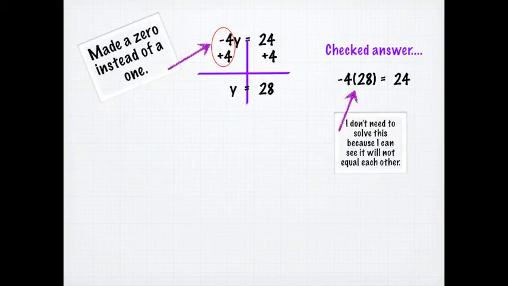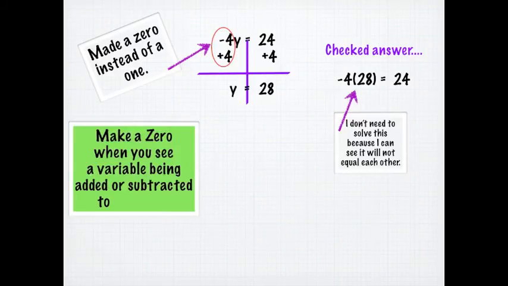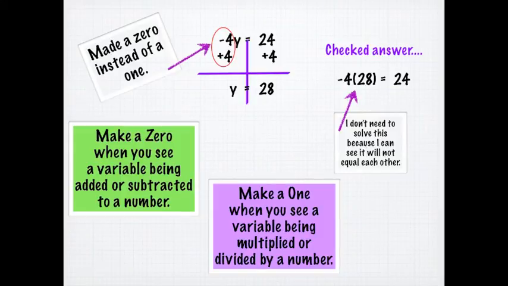But because the variable was being multiplied to a number, he should have made a 1 by dividing by negative 4 to each side. You must be careful and ask yourself, what is happening to the variable? I make a 0 when I see a variable being added or subtracted to a number. I make a 1 when I see a variable being multiplied or divided by a number.